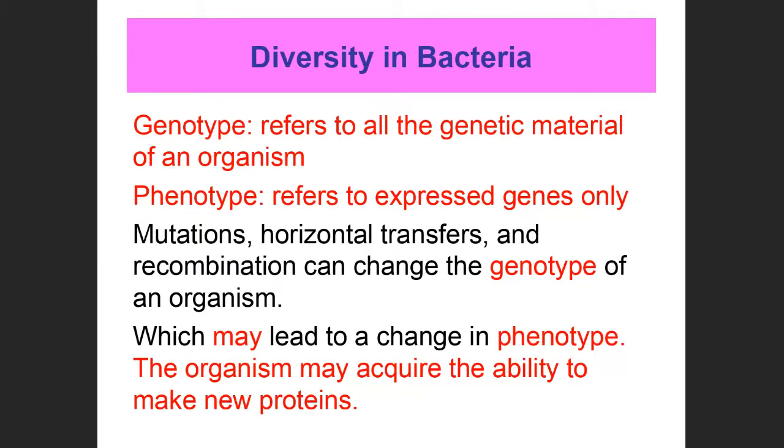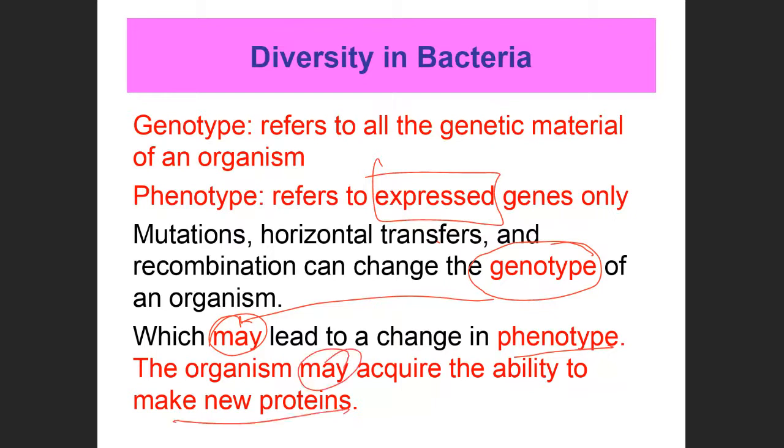Okay, so genotype is the genetic material of an organism. Phenotype is the expressed genes, the ones that are being made, transcribed and translated. So mutations and horizontal gene transfers can change the genotype of an organism, and that may, not always will, but it may lead to a change in phenotype. So the organism may acquire the ability to make new proteins through these gene transfers. So it may or may not happen.